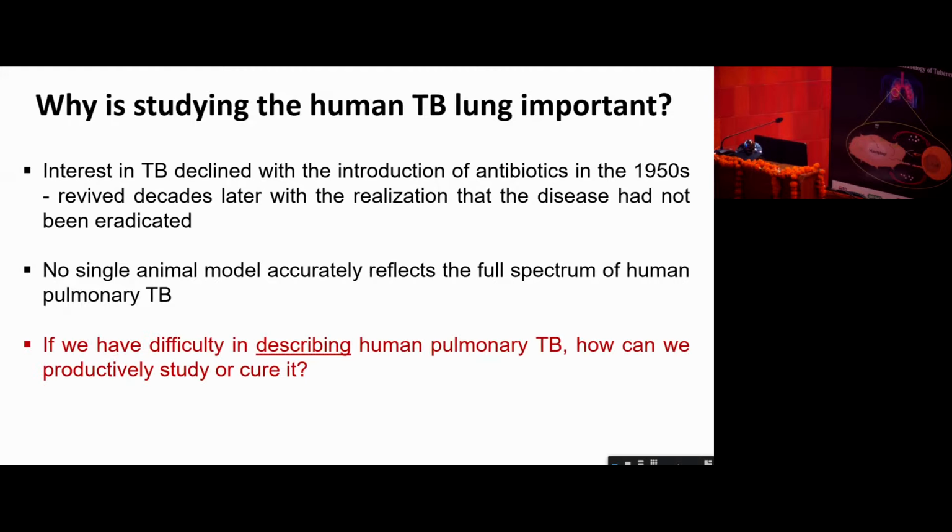I emphasize that, put it in red here, because I do believe it's important. If we have difficulty in describing human pulmonary TB, how can we productively study or cure it? With today's tools, we have spatial transcriptomics, we have single cell sequencing, we have all these fancy technologies. However, it's useless to apply these technologies if we can't describe disease progression. How does TB cause disease? We should be able to describe it in order for us to actually productively study it. And that is lacking, I believe, in the TB field.